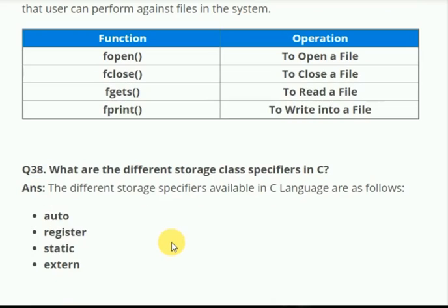What are the different storage class specifiers? These are storage class specifiers in C. The different storage class specifiers available in C programming language are as follows: auto, register, static, extern.